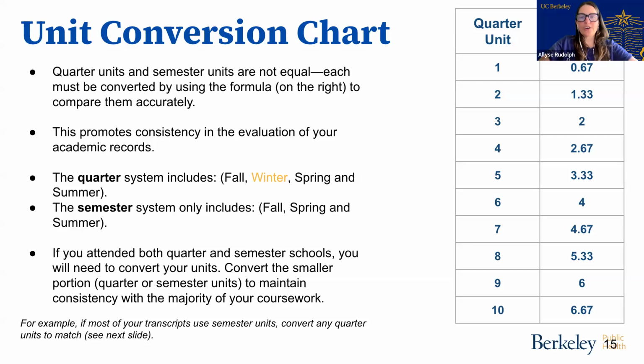So you'll see 1 quarter unit is the equivalent of 0.67 semester units. Often quarter schools have 4-unit classes. So if you took two 4-quarter-unit classes in a quarter, and in your winter quarter you took 8 units, that would be the equivalent of 5.33 semester units. So you'll just want to make sure you do that conversion for all of those courses.